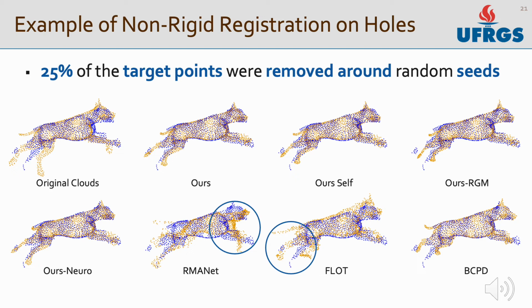RMANet and Float cannot register the clouds. While the first gets completely lost, the second keeps the overall initial shape.